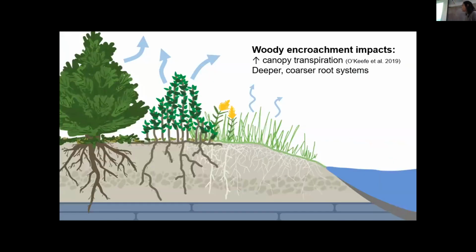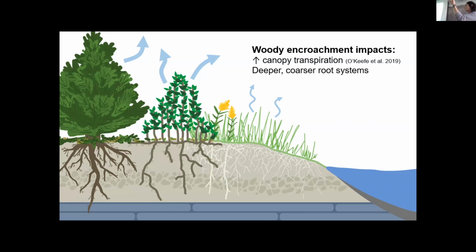Okay, so when we think about woody encroachment and hydrological dynamics, one of the main things that we've known for quite a while is that woody plants use a lot more water. Their transpiration rates on the canopy scale are quite a bit higher than the grasses that they're replacing. So when you move a bunch of shrubs in and replace grasses, you're increasing landscape level evapotranspiration in a mesic grassland like we're in.